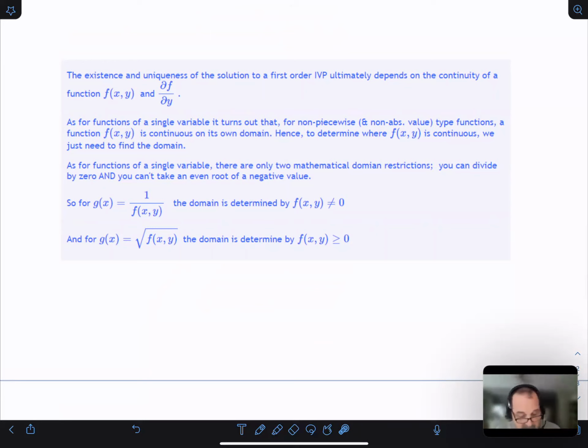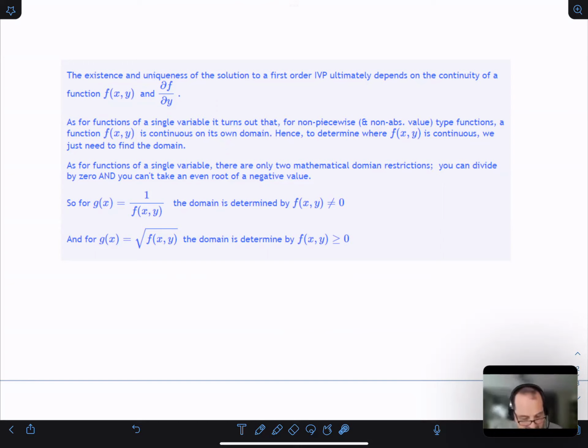Again, as we will see in this theorem, the existence and uniqueness of the solution to a first order initial value problem ultimately depends on the continuity of a function f of x y, and also the continuity of something called its partial derivative. We would call this del f del y. We will talk more about partial derivatives a little bit later. But again, we are looking for the continuity of a function of two variables.